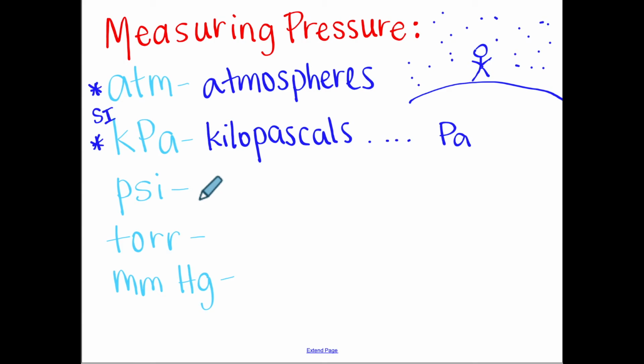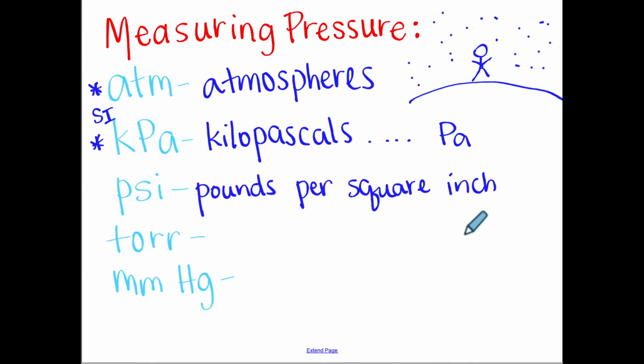PSI stands for pounds per square inch. This is a common unit for measuring pressure in the United States. For example, when you air up your tires in your vehicle, you would air them to a certain amount of pressure in PSI. Or if you look on a basketball or a volleyball, you'll see that it tells you how many pounds to inflate it to, and those measurements are in PSI. Torr and millimeters of mercury are both also units for pressure, and they are equal to one another.